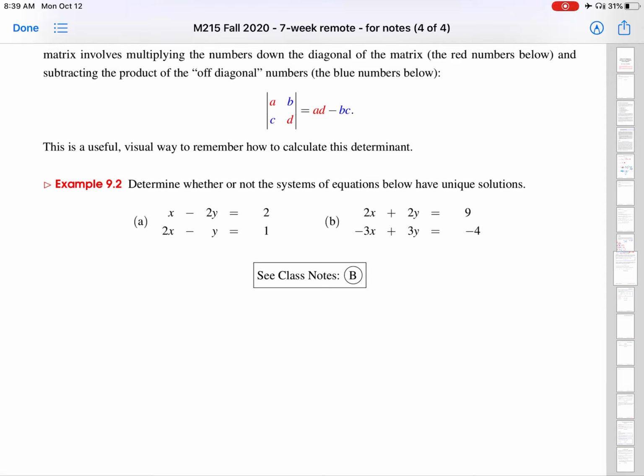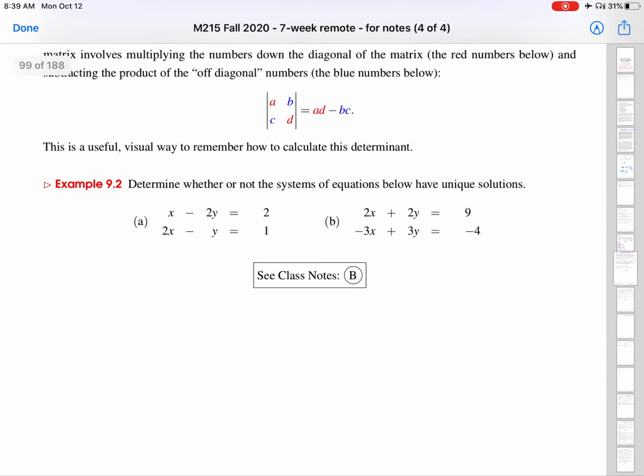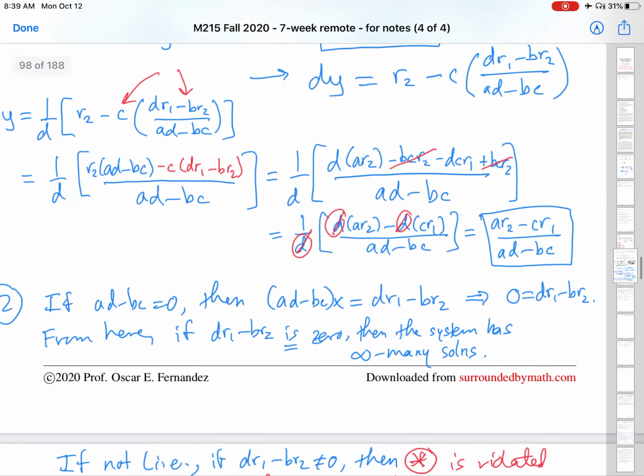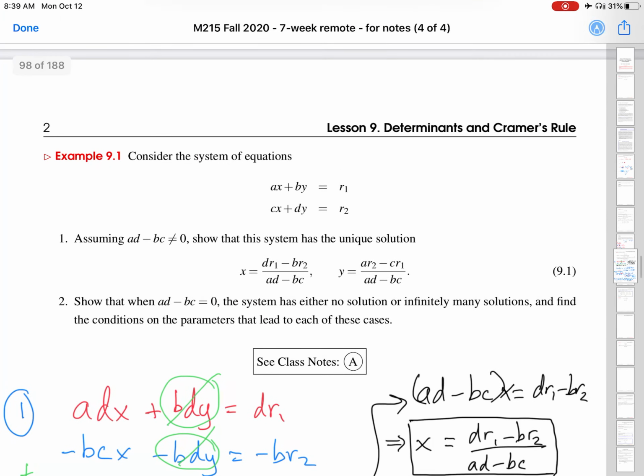We're working on class notes B in lesson 9. So this example asks us to determine whether or not the systems of equations below have unique solutions. What I'm trying to do here is reference the result that we got in the previous video and the previous example. So I'm just going to scroll back up to remind you what that was. Here it is, example 9.1.